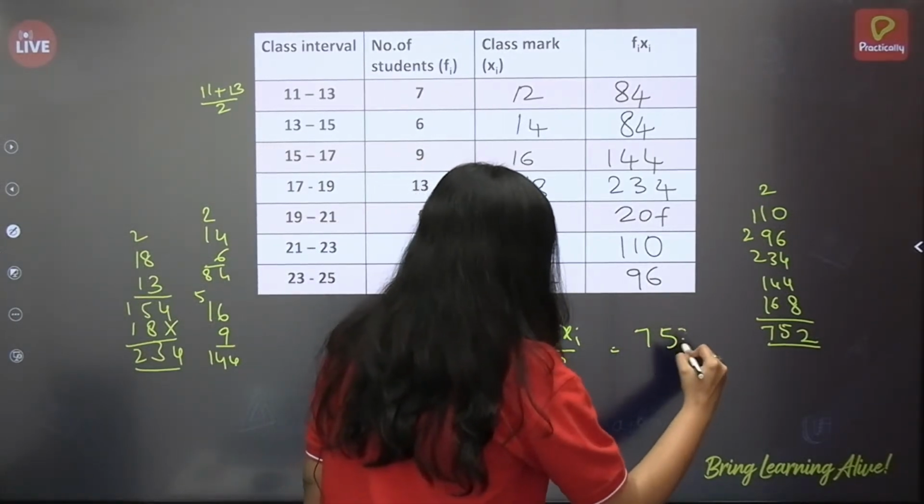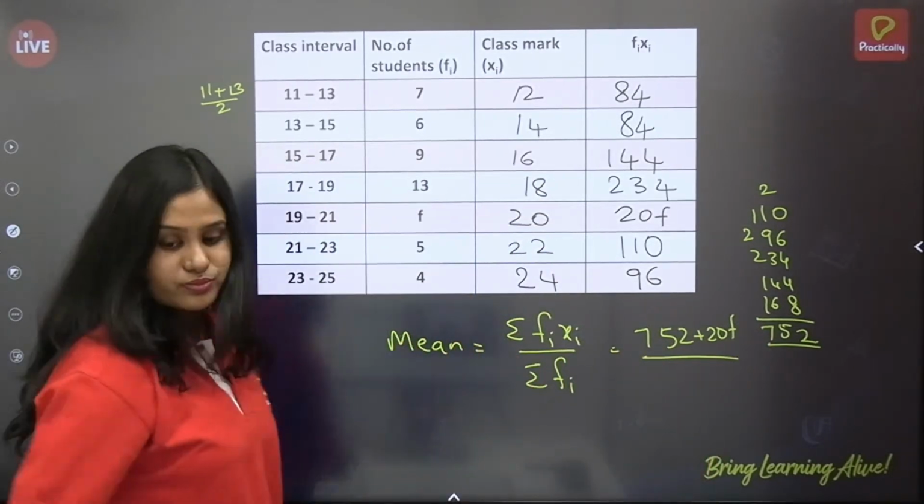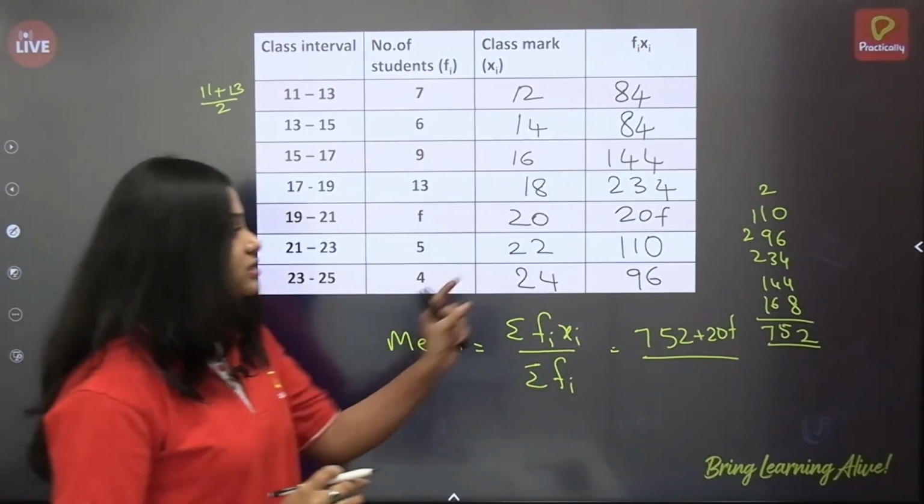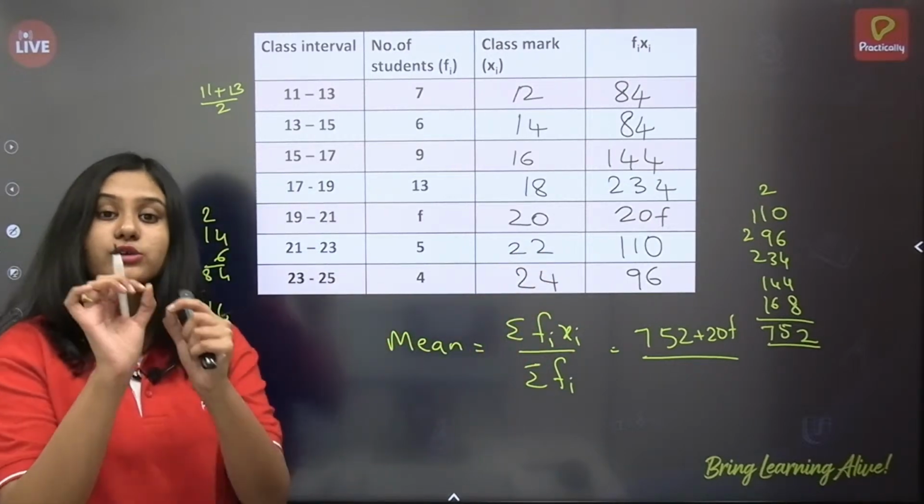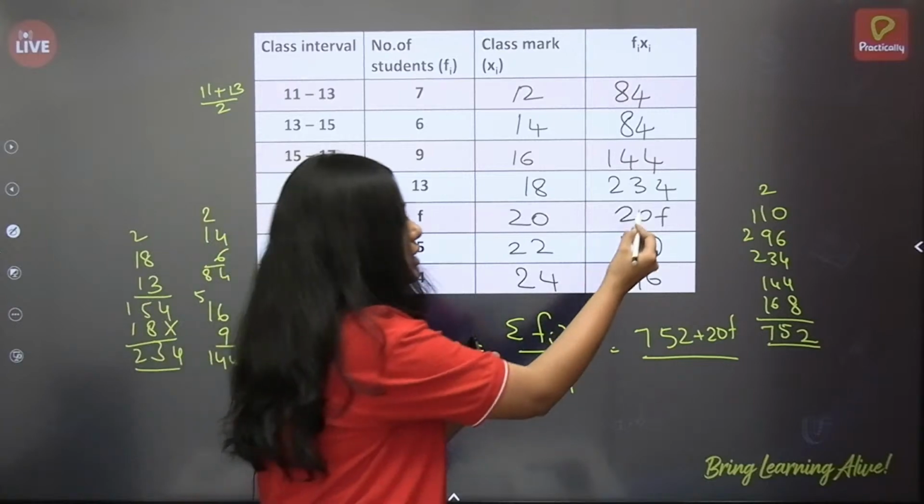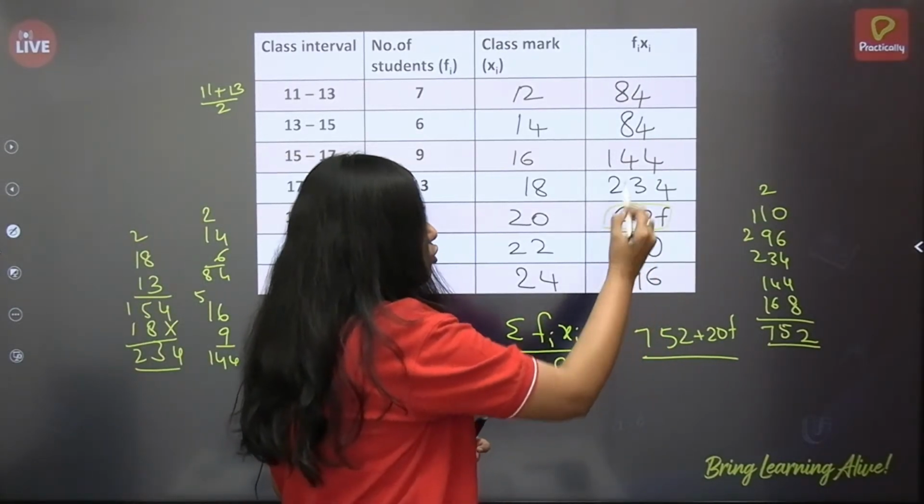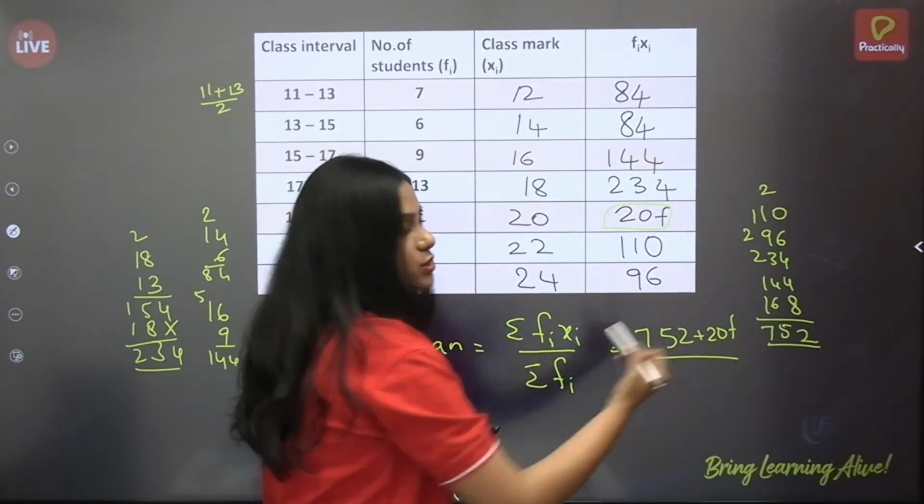This is 752 plus 20f by sigma fi. So this is 20f, correct? This is not 20 plus f. It is 20f. That is one term. So you can't mix this 20 here, correct? So just leave this alone and find the sum, then add plus 20f.